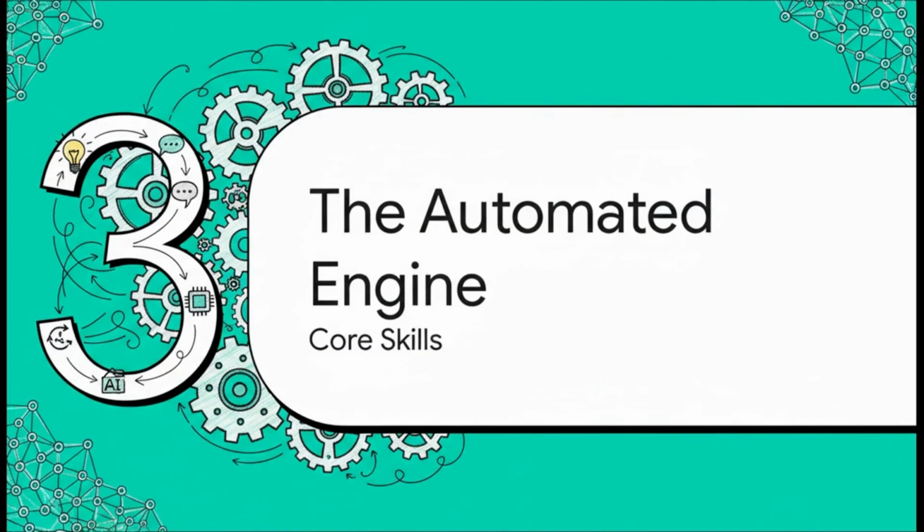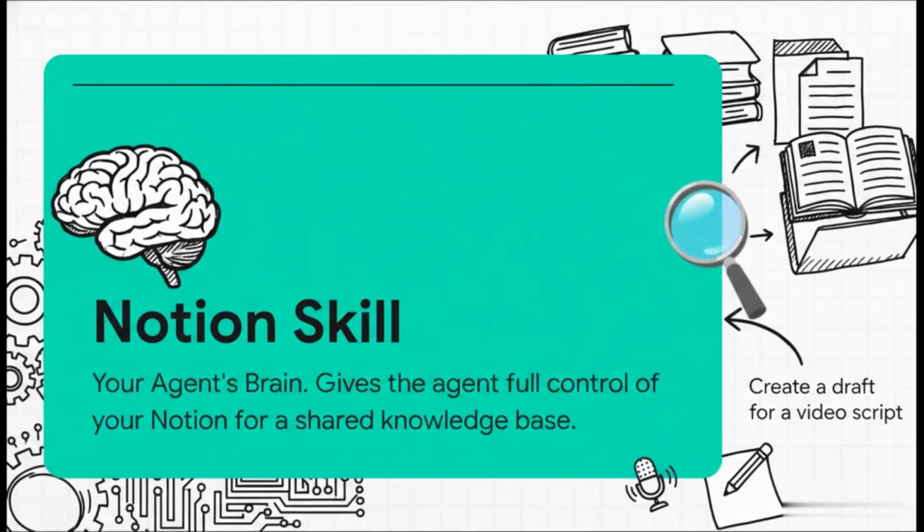Okay, with that foundation in place, we can finally start building the engine. And this isn't about just one skill. It's about combining a few core skills that all work together to create this seamless system for everything from coming up with ideas all the way to getting your content out there. The first and honestly the most critical skill is Notion. You've got to think of this as your agent's brain, its external memory.